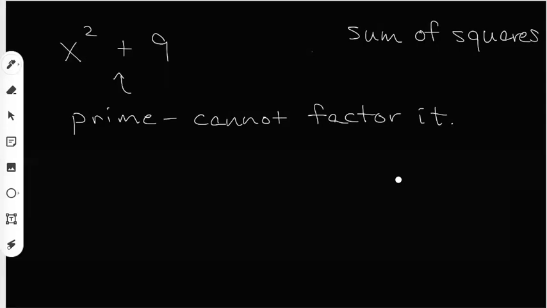Now, sometimes when I do sum of squares, I will tell my students that you cannot factor it. And then sometimes I'll break this into a middle term, so that now I have three terms that I'm working with: x squared plus 0x plus 9. So now this becomes a trinomial question.